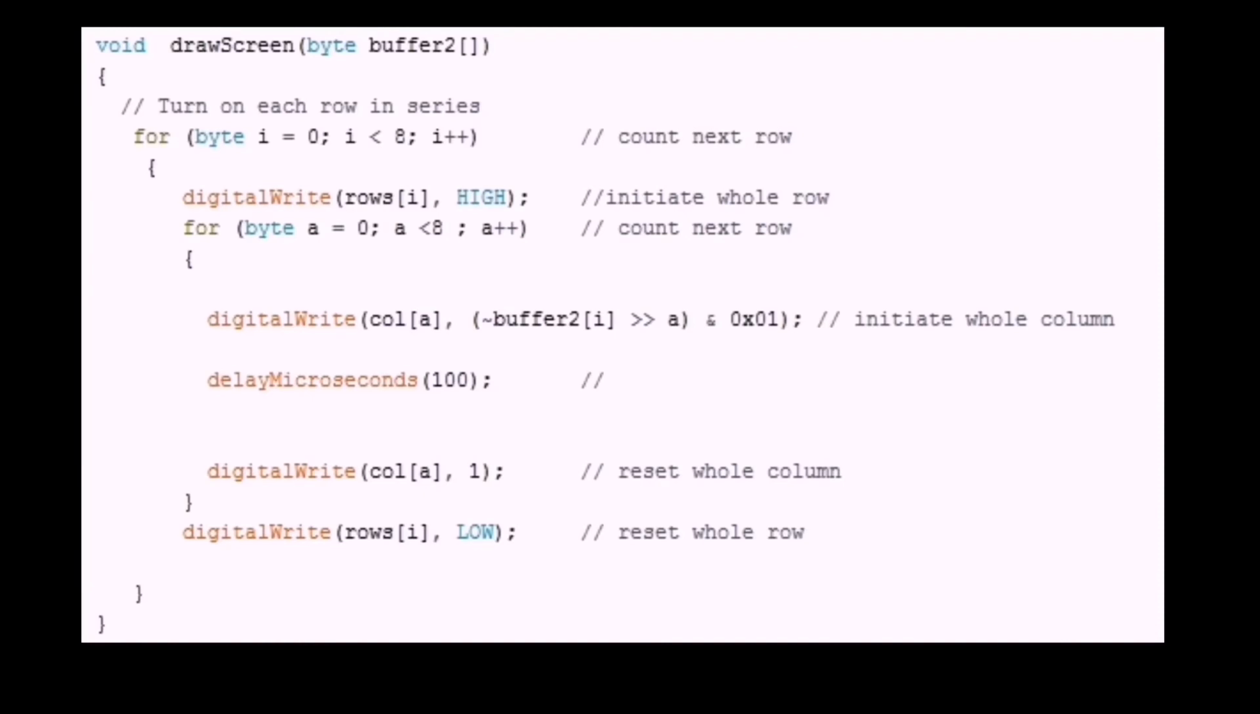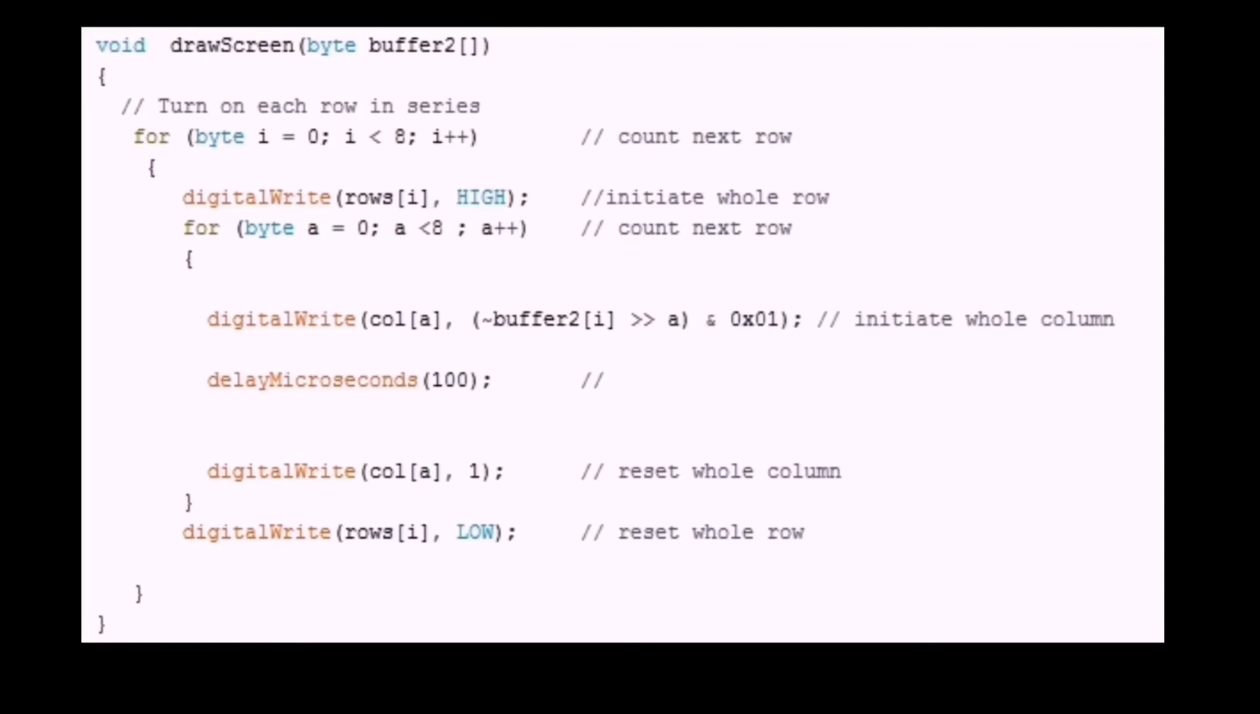Now comes the main part of the program, and this is where the multiplexing takes place. Here, the first row of the LED array is initially initiated. Then the program checks whether the value of each element of that row is 1 or 0. If it's 1, that particular terminal of the column will be grounded, which will light up the LED. Otherwise, if it is 0, it will be turned off.